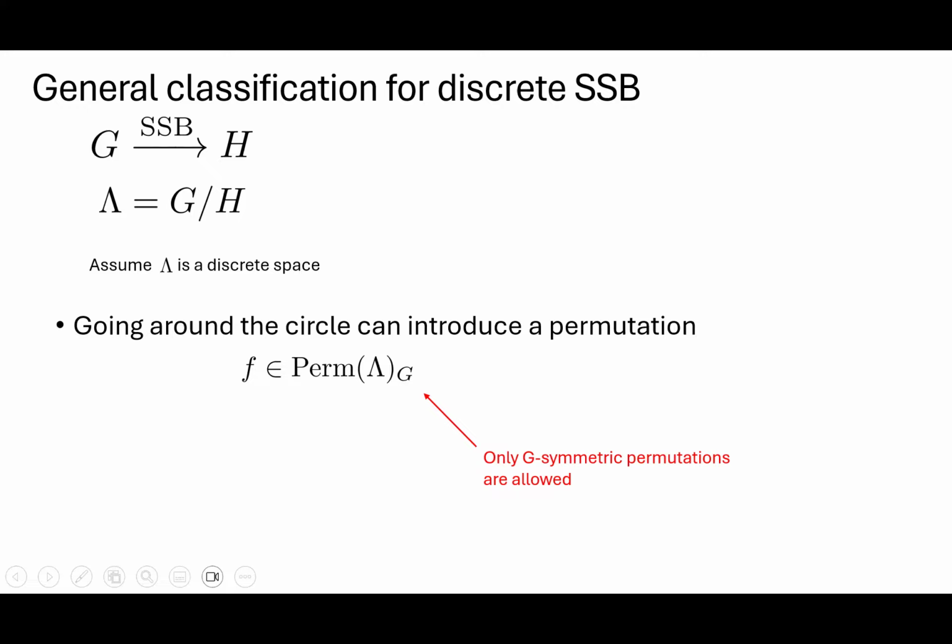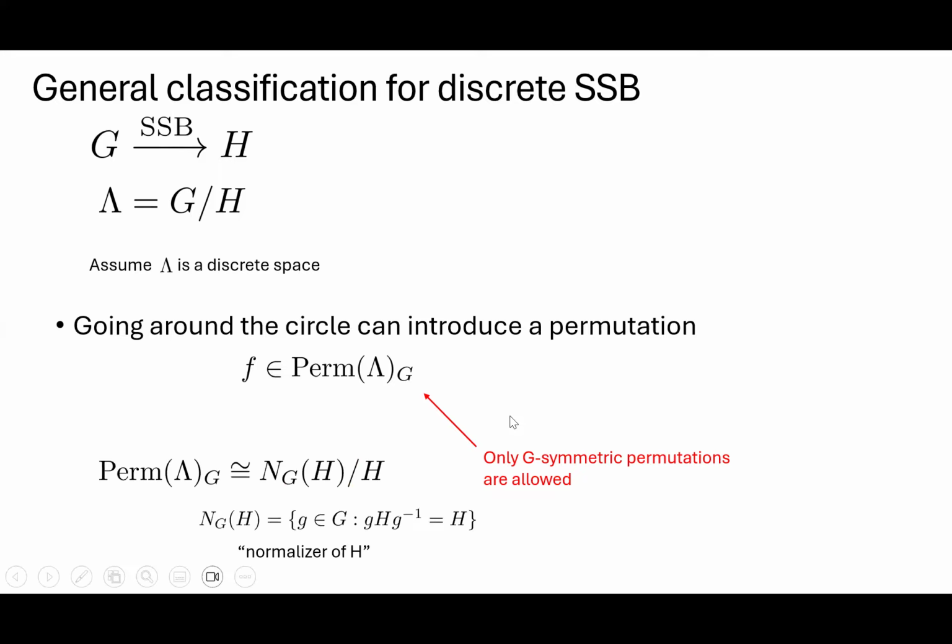For the Z2 case, the G-symmetric condition didn't really make any difference. But you can think about, for example, if you have a Z3 symmetry that's spontaneously broken, so there are three ground states. Then you would say the space of all possible permutations is S3, but most of those are not actually invariant under the action of the symmetry. So it's actually only the cyclic permutations that are permissible. So you get a Z3 classification of families.